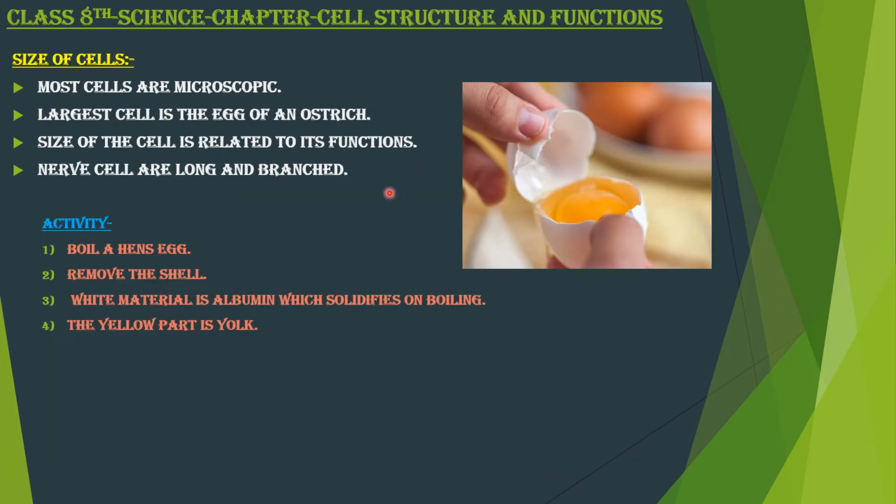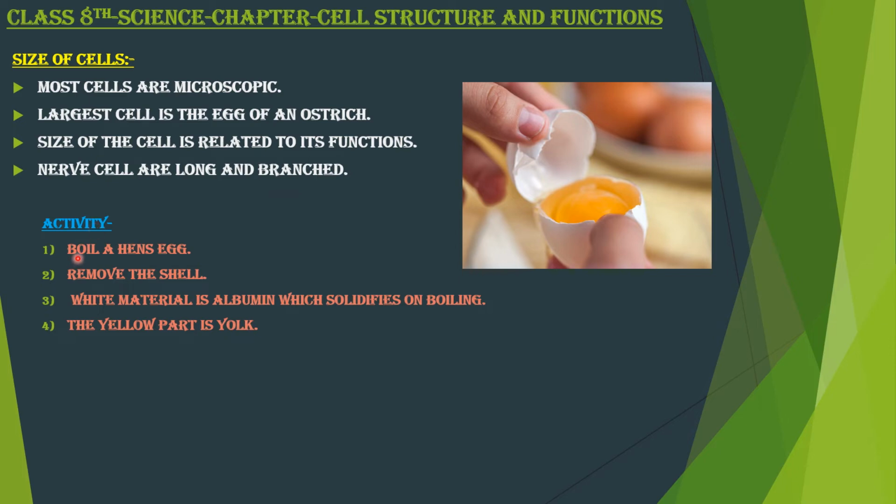Next, size of the cells. Most of the cells are microscopic, which I told that many of the cells we have to see by microscope, and some of the cells we can see by our naked eyes, like eggs. The largest cell is the egg of an ostrich. Just now I told that an egg can be a single unicellular. The size of the cell is related to its functions. Nerve cells are long and branched.